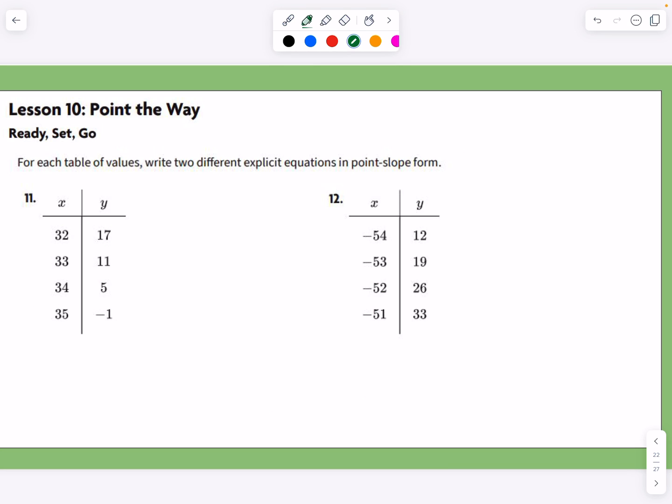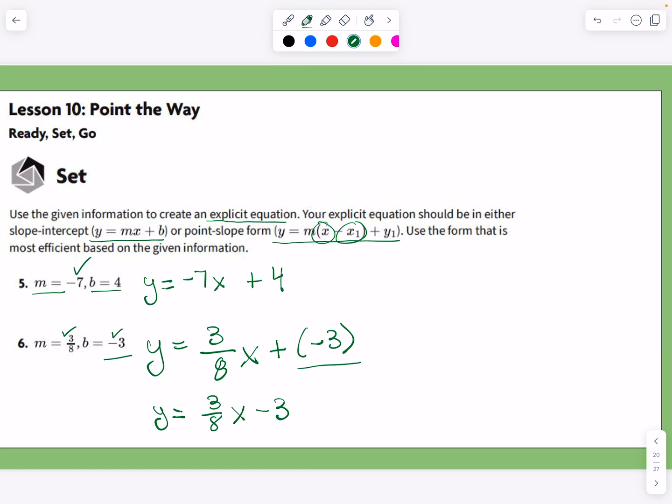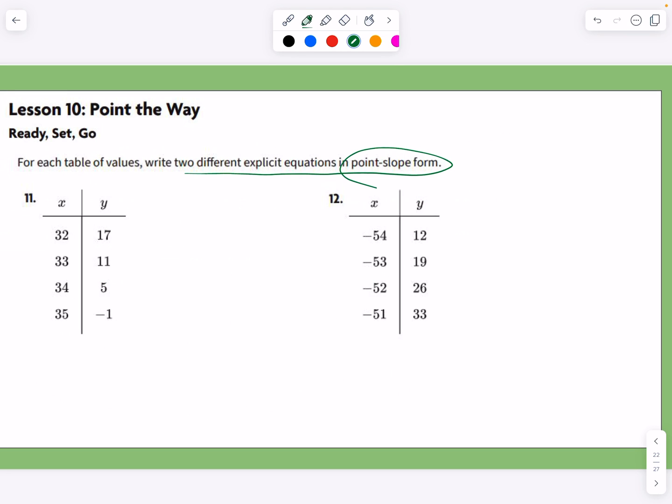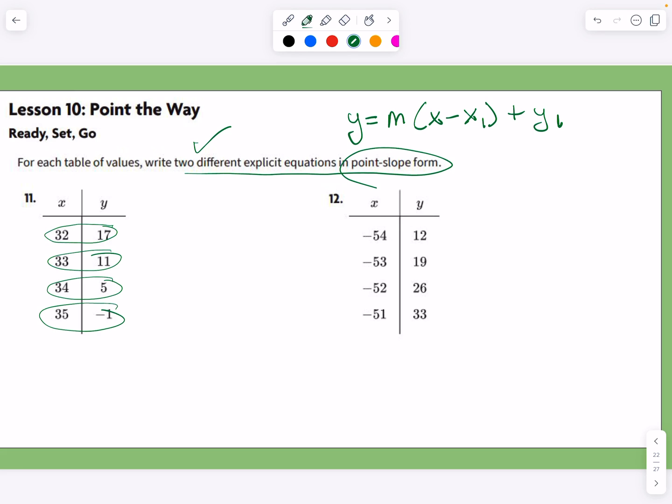Number 11, for each table, write 2 different explicit equations in point slope form. So remember, point slope form is this one right here. So we're writing it in the form of y equals our slope times x minus x1 plus our y1, which means because we have all of these points, we can pick any one of these to write our equation. And you're going to pick 2. I'm just going to show you just one, and you could pick another one. So I'll just use the first one each time.